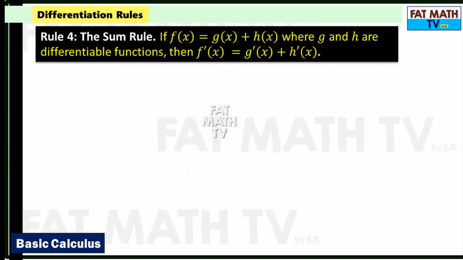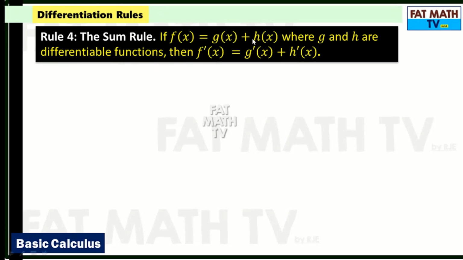And lastly, the sum rule. If f of x is equal to g of x plus h of x, where g and h are differentiable functions, then f prime of x is equal to g prime of x plus h prime of x. Meaning to say, if you have a function expressed as a sum of two other functions, the derivative of the function is you just take the derivative of the first and then take the derivative of the second and you add them. Or if this is minus, it's also going to be minus.